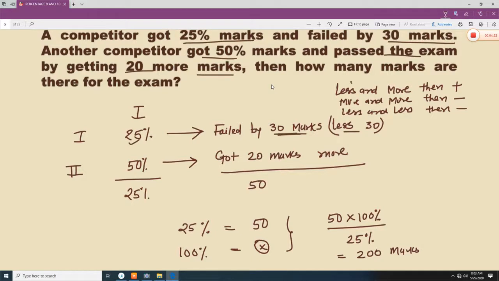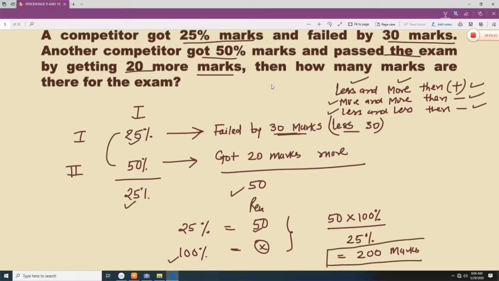So when less and more kind of information is given in the example, you have to add these two values. If it is more and more, then you have to subtract. If it is less and less, then also you have to subtract. Less and more, or more and less, you have to add. So 30 plus 20 is 50, and the difference is 25%. So 25% is the difference and the real value is 50, then 100% is how much? So 200 marks is the total marks.